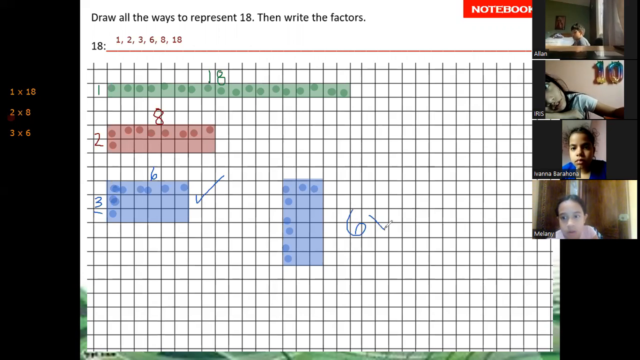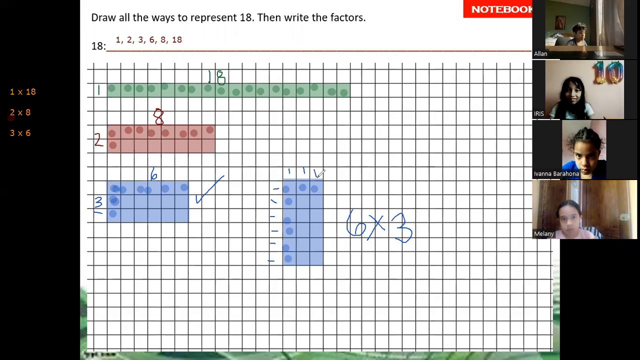6 times 3, exactly, because you say rows first. Here there are 6 rows: 1, 2, 3, 4, 5, and 6. So it's 6 times 3. The product is the same. There are 18 tiles here and 18 tiles here. But at the moment you represent the multiplication, the drawing changes.